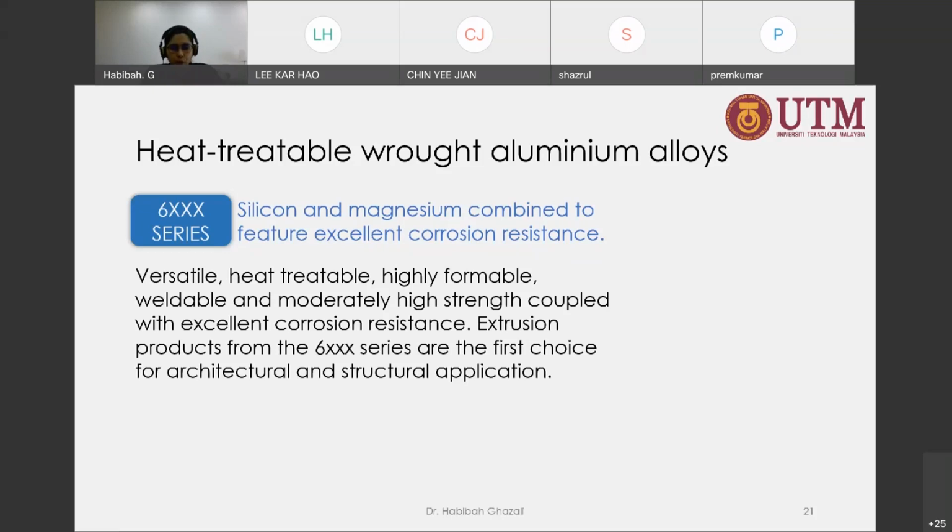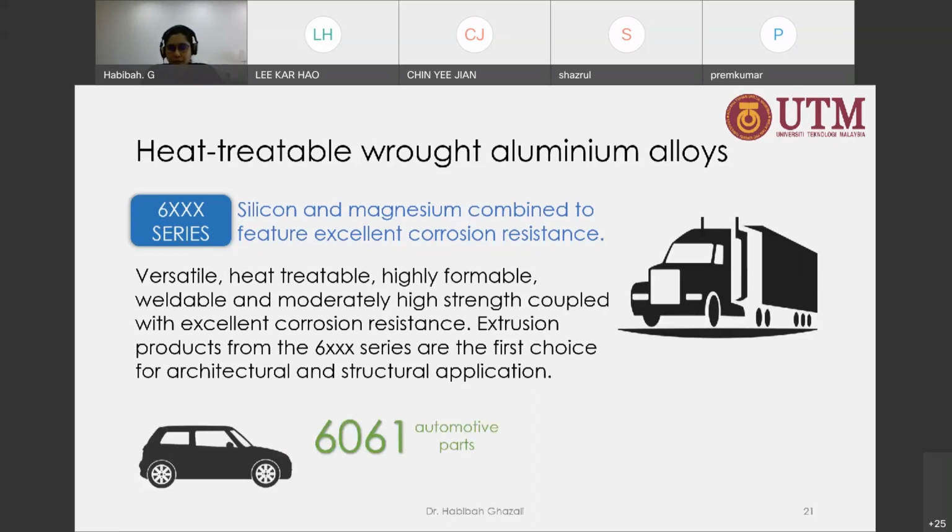So the extrusion products of the 6000 series are the first choice for architectural and also for structural applications. The 6061 has been used as automotive parts, and Apple also used this series for their aluminum case. So those are some of the applications for this alloy. If you are interested, you can Google about it.